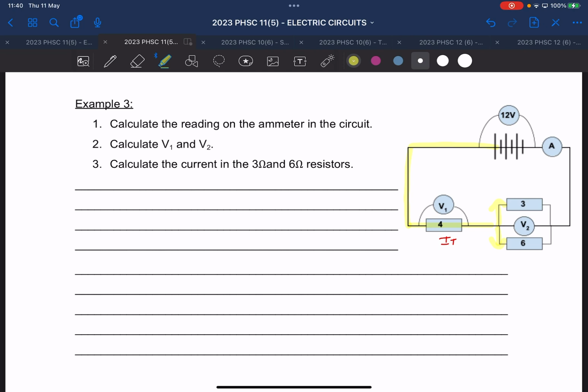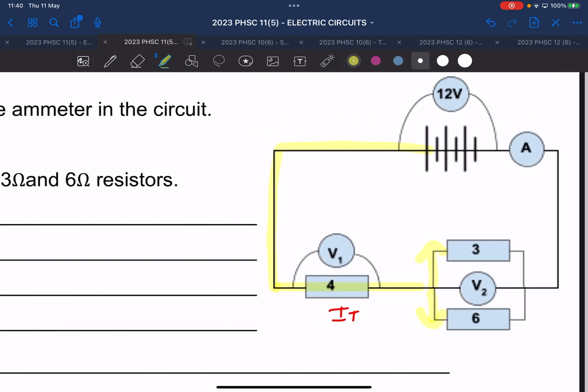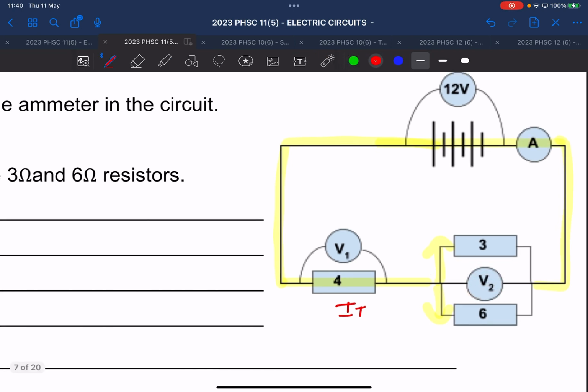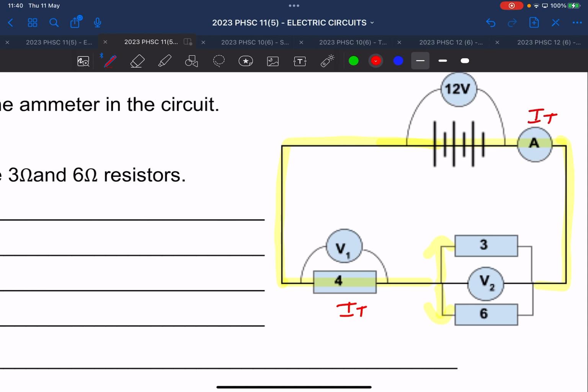Will it split up into 3? Well, does the current split up into 2 or 3? Why not 3? The voltmeter's resistance is too high. It can't pass through there. Alright, and then we see everyone passes through that ammeter again. So that ammeter measures the total current.